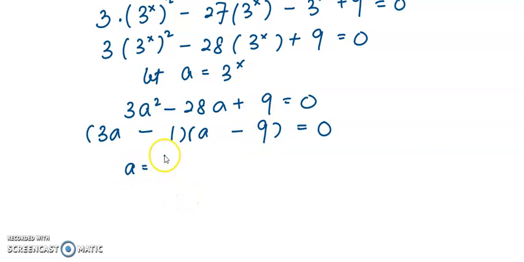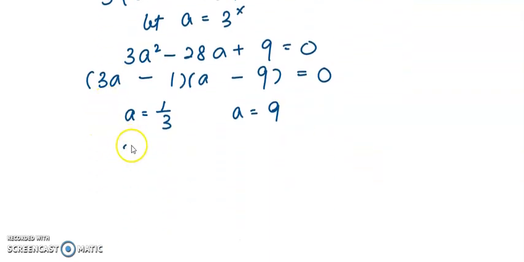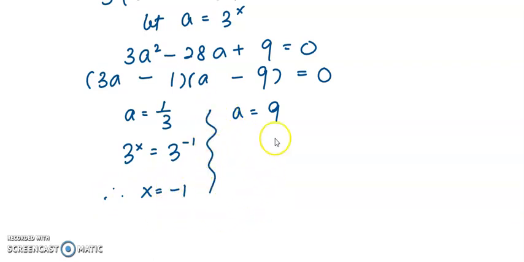So now you got a equals to 1 over 3. The other set of answer is a equals to 9. Put back the a as a 3 power of x, and 1 over 3 change back into the 3 power of negative 1. You will see that now you can find the x by comparing the power, which is x equals to negative 1. And for the other side, you also will put back the a as a 3 power of x, and 9 change it into the 3 square. Comparing the power, you got x equals to 2. Finally, you got x equals to negative 1 and 2.